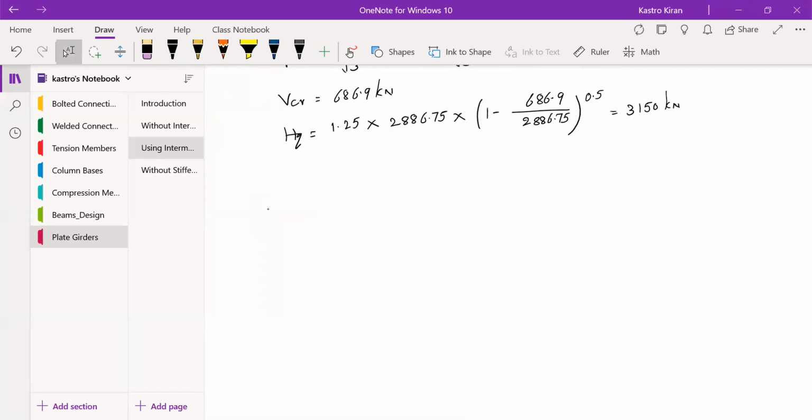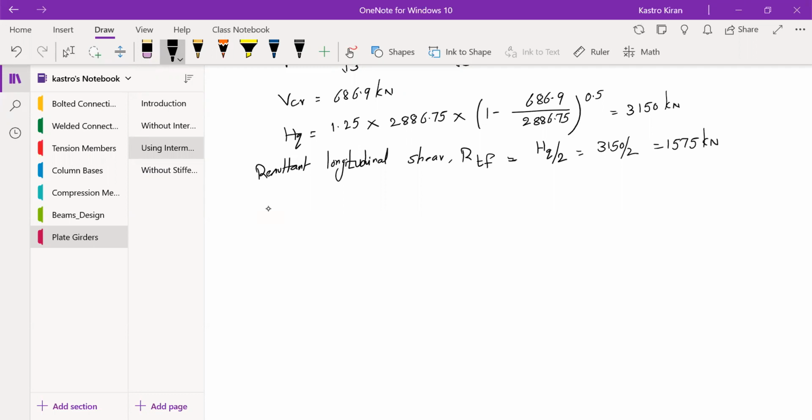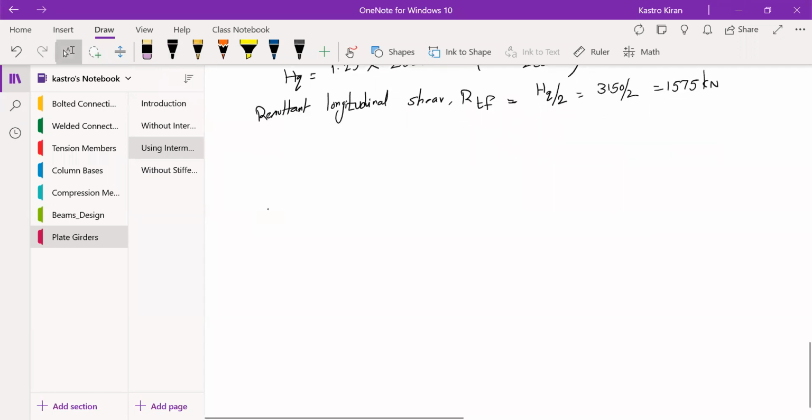Now let's find out the resultant longitudinal shear. The resultant longitudinal shear is denoted with RTF, and it equals half of HQ, that is HQ divided by 2. So 3150 divided by 2 is 1575 kilonewtons. This is how you find the longitudinal shear and also the resultant longitudinal shear. Now let's find out the design shear strength.